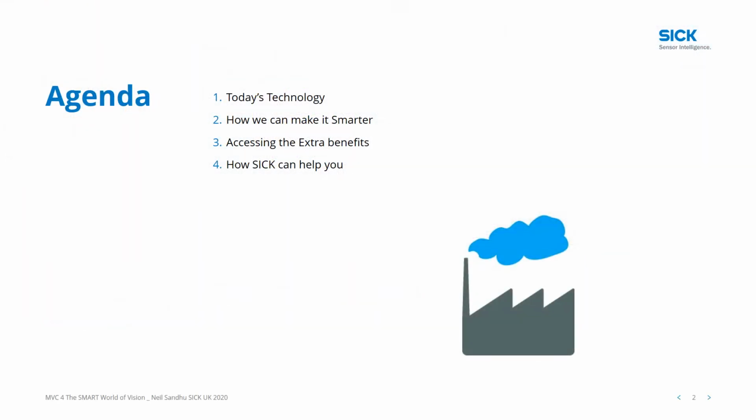So, just a few points on a brief agenda, as you can see. We're just going to look at what's available in today's technology. We're going to look at how we can make it smarter, and then accessing those extra benefits, and then finally where SICK comes in and how what we have to offer here at SICK can help the realization of these extra benefits and values to any vision application, and also working in conjunction with robotics.